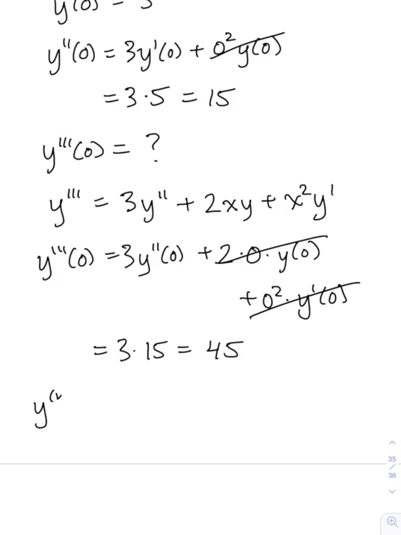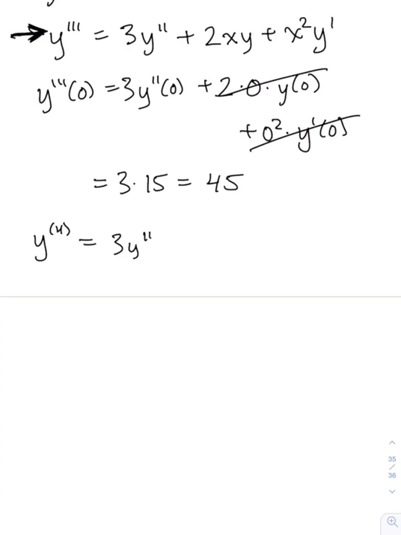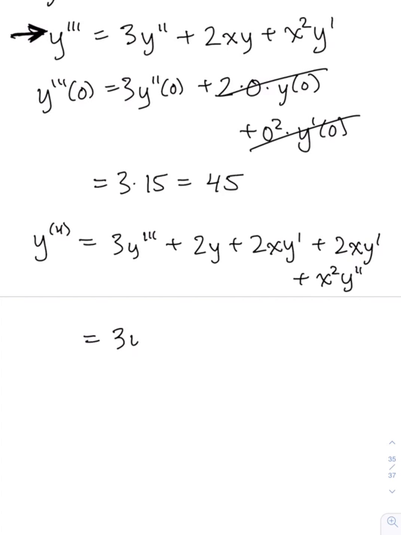So the fourth derivative of y. Now what I want to do is take this line here and differentiate both sides. All right, so it's going to be 3 times, let me scroll up a little, 3 times y triple prime plus 2 times y plus 2xy prime plus 2xy prime plus x squared y double prime. Okay, I can simplify that. It's going to be 3y triple prime plus x squared y double prime plus 4xy prime plus 2y.